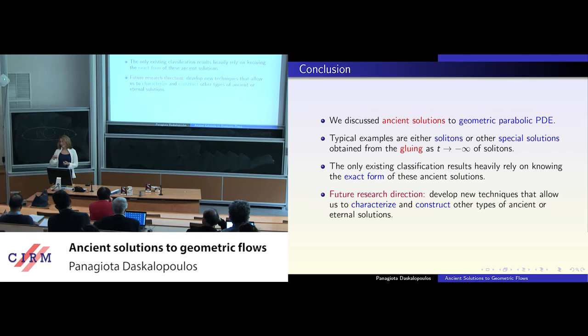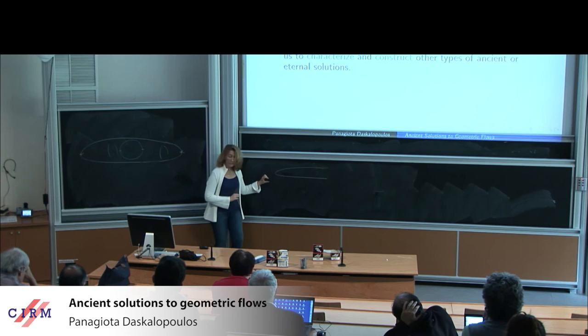Oh, actually, maybe not. Yes, and how you obtain this pancake, you take the so-called Grim Reaper, which is the solution to the curve shortening flow. So you take this curve, right? Imagine that you take this curve, and then you rotate it around, okay?